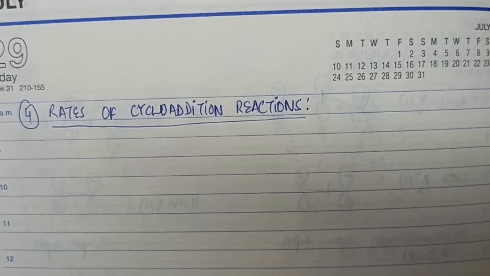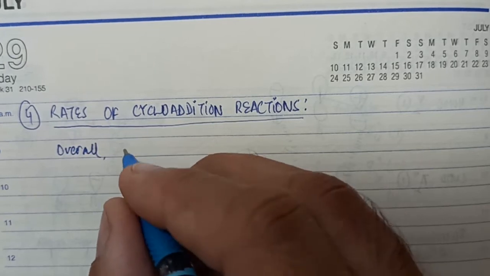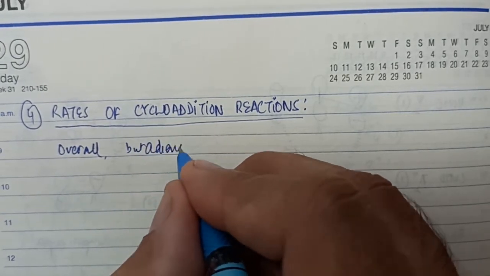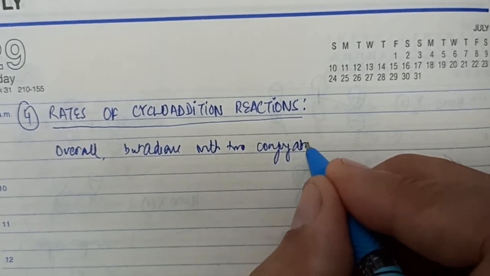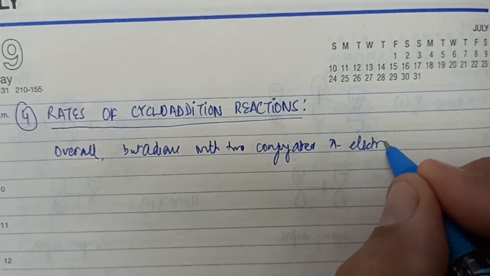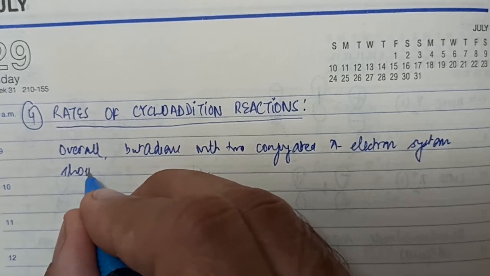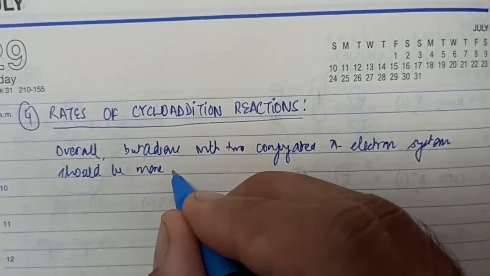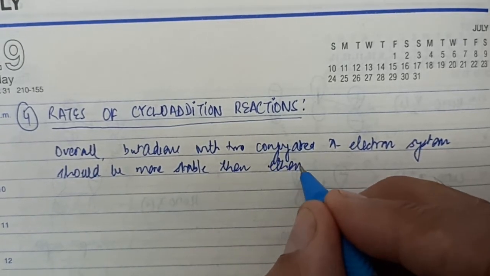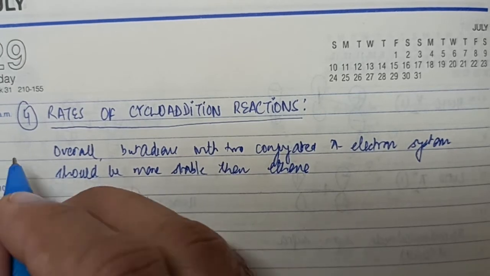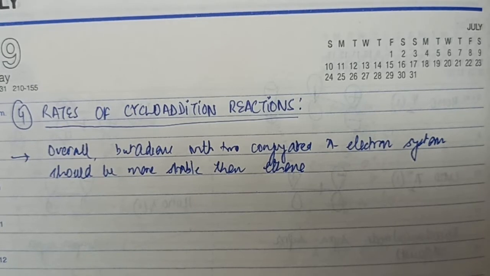Therefore, overall, comparing the energies and stabilities, butadiene with two conjugated pi electron systems should be more stable than ethene. But once we talk about the entire energy of the molecule, we'd say butadiene is comparatively more stable as compared to the ethene.